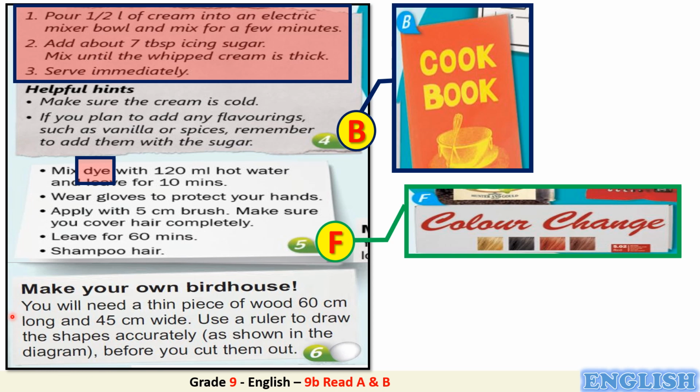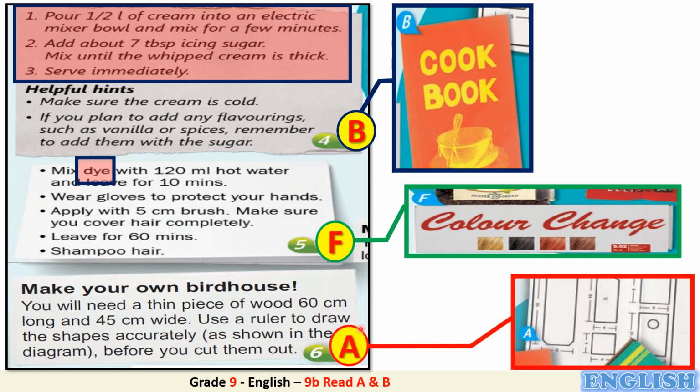Make your own birdhouse. You will need a thin piece of wood, 60 centimeters long and 45 centimeters wide. Use a ruler to draw the shapes accurately, as shown in the diagram, before you cut them out. The correct answer here will be A. Why did we choose A? This is a diagram, and here we have some shapes. So you can use these shapes in order to make your own birdhouse.